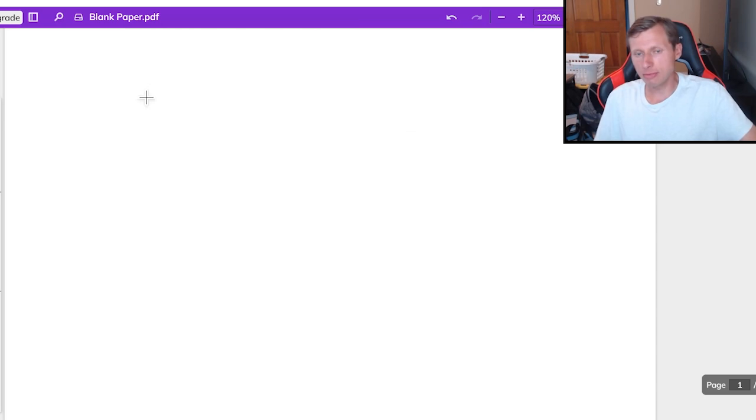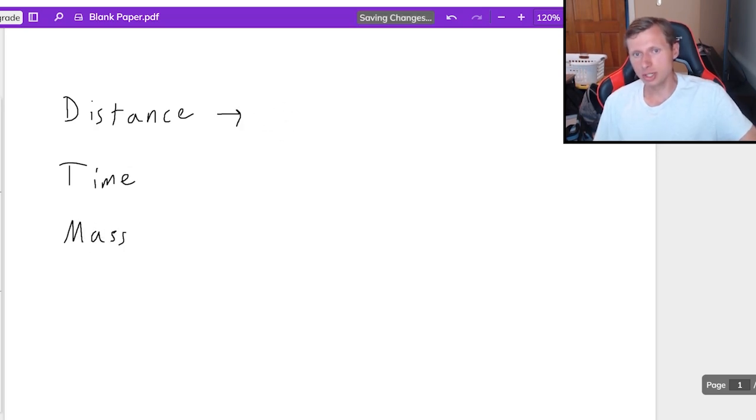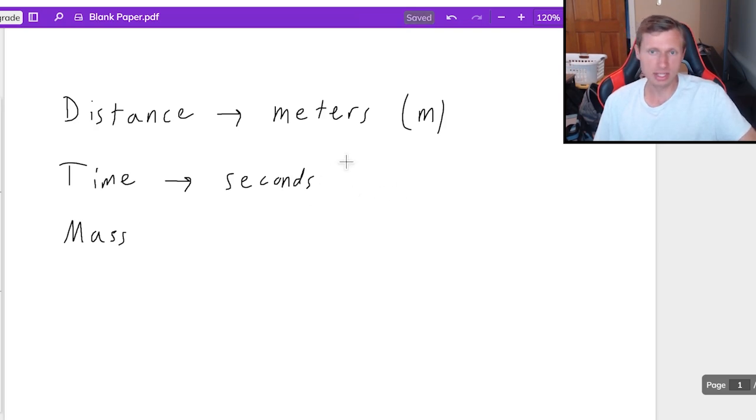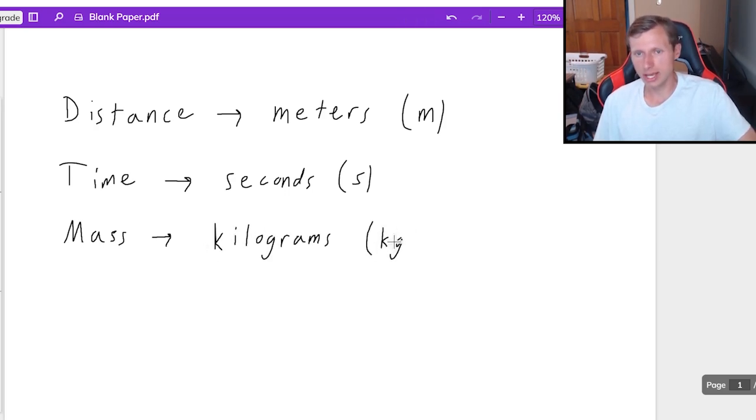Starting off with the most fundamental units would be distance, time, and mass. Distance, of course, is measured in meters, which is symbol m. Time is measured in seconds, that's the SI unit, and the symbol is just S. And finally, mass is measured in kilograms, and that will be using the symbol kg.